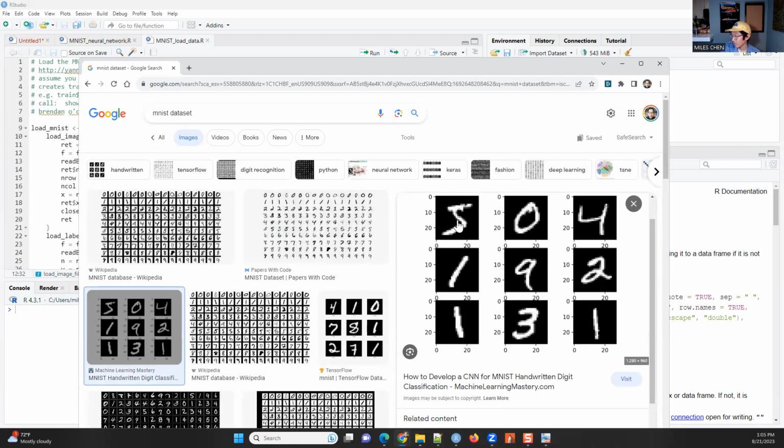And then they entered, you know, this is supposed to be a 5. This is what they scanned, the 28 by 28 pixels. This is supposed to be a 1. This is 28 by 28 pixels. This is supposed to be a 9. And they have 70,000 of these images, okay? 60,000 in the training data set, and then 10,000 in the test data set.